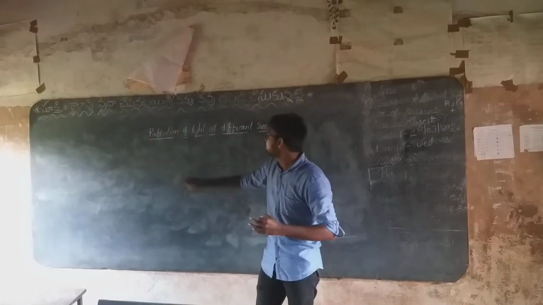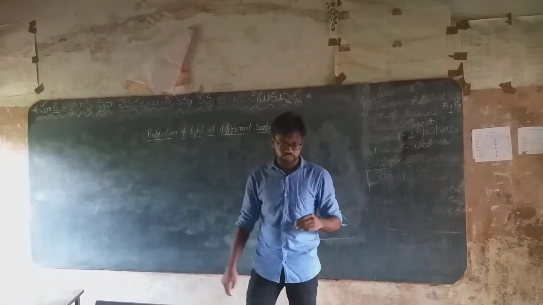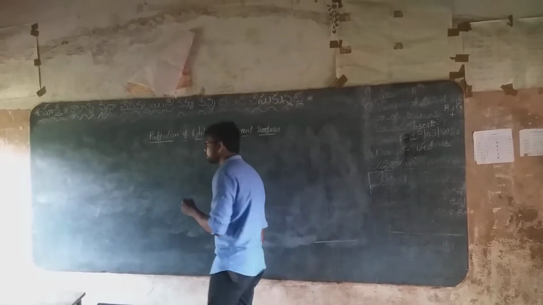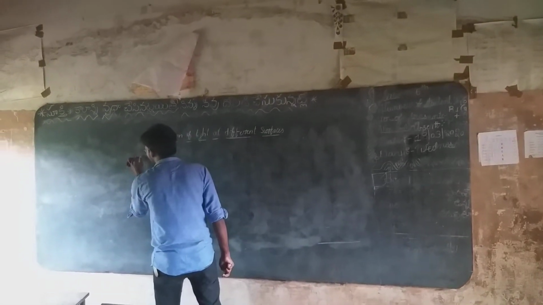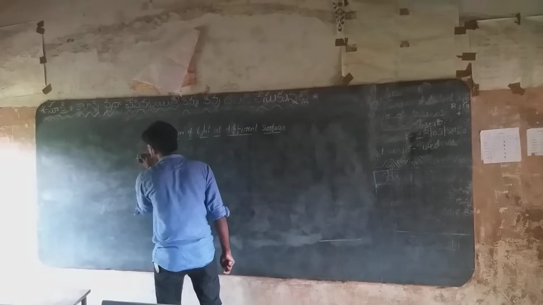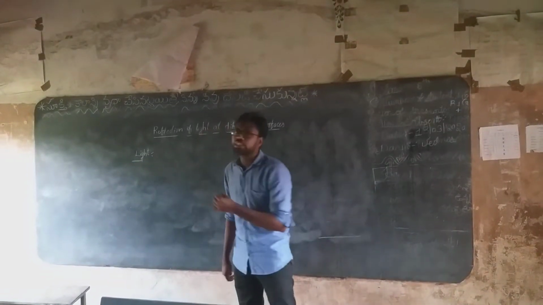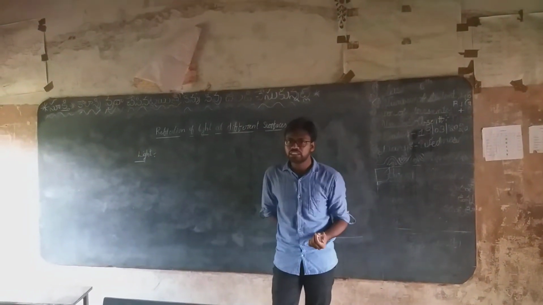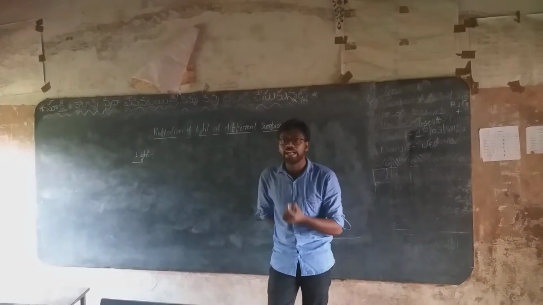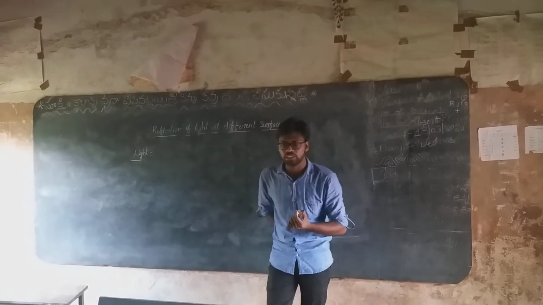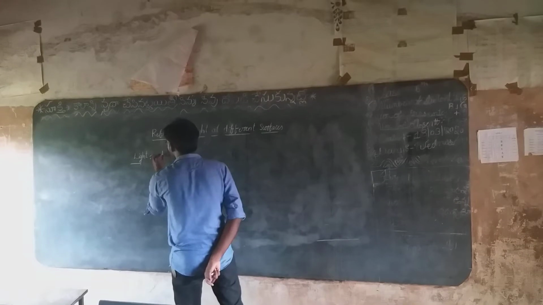In this reflection of light at different surfaces, before going to this topic, we need to know about light. What is meant by light? It is a source of energy which is used to identify the objects easily. Okay, so I am writing here. What is meant by light?